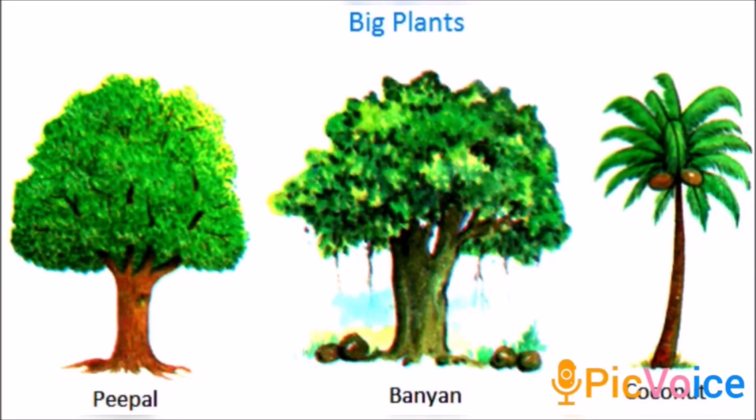What is this one? Trees. Big plants are called trees. The examples are peepal tree, banyan tree, and coconut tree. It will have a very thick stem and be very tall, with many branches. So this is called a tree.